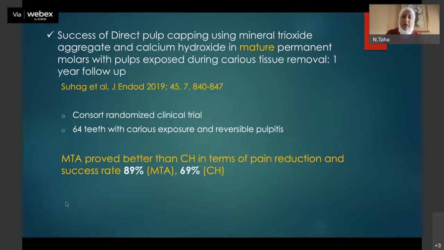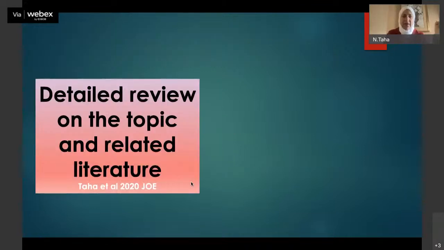This is also a CONSORT randomized clinical trial showing similar results, almost 90% for MTA success compared to almost 70% for calcium hydroxide. But I'm telling you, if you work in a practice where you don't have access to a calcium silicate material, you can use calcium hydroxide.